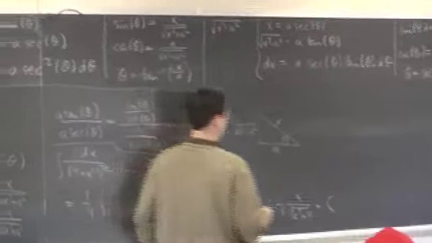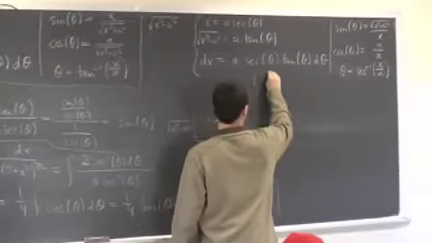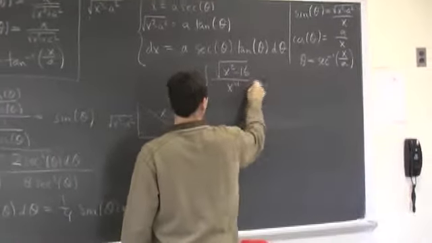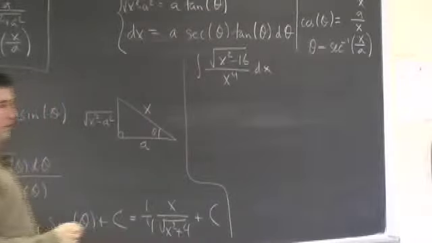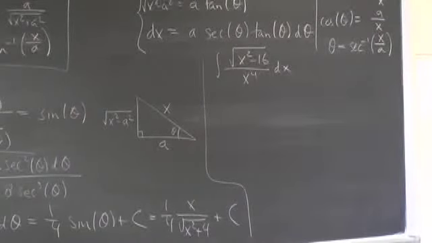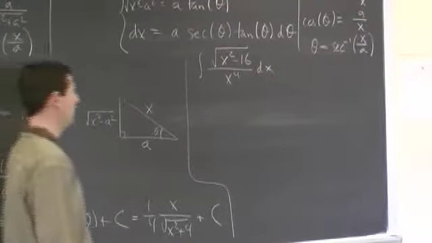So then let's work a problem. All right. So let's try integrating the square root of x squared minus 16 over x to the fourth. Why? Because we can. It's there.